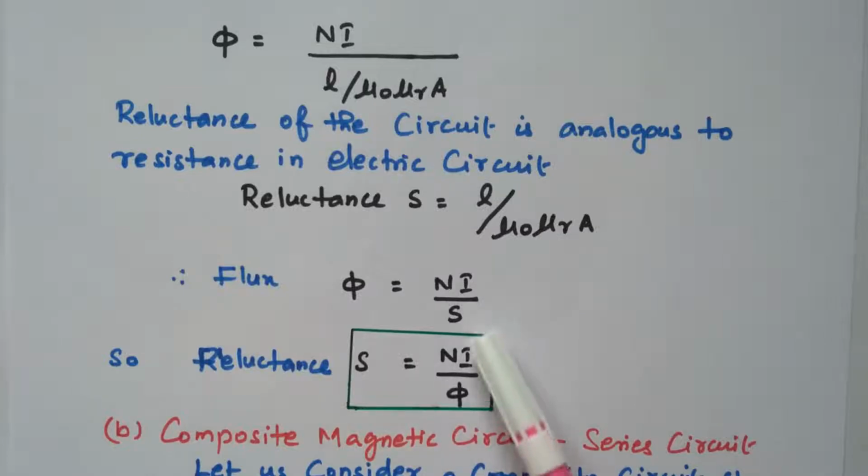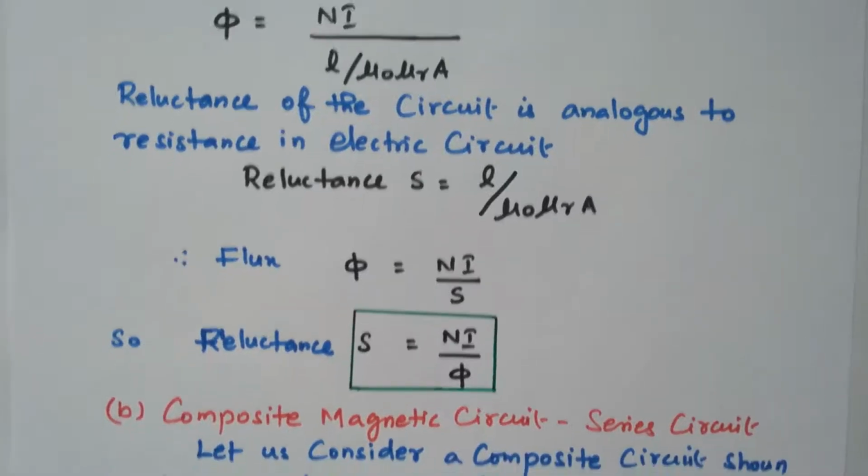From that we can write the reluctance. We interchange these two terms, so S equal to Ni divided by phi. So this is a simple magnetic circuit. By substituting the values one by one, finally we got the reluctance S equal to Ni divided by phi. This is the basic formula for the reluctance. Now we'll go to the series magnetic circuit.